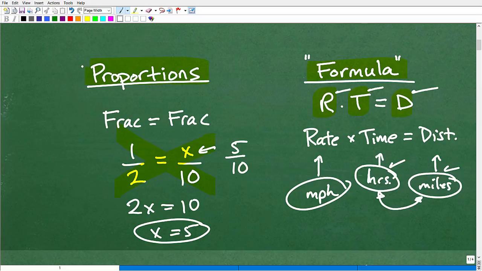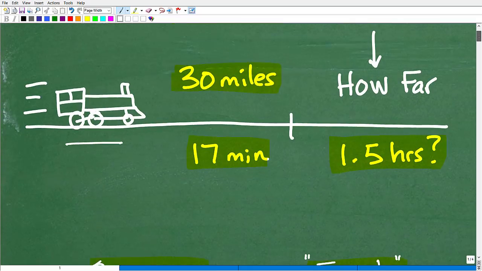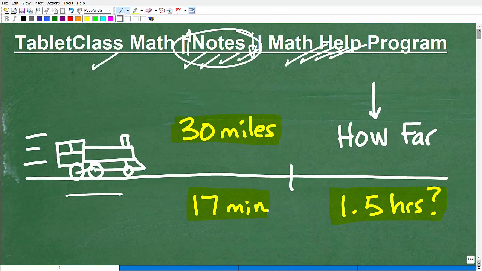So that's just a quick review on proportions, the rate times time equals distance formula, and the things that we need to consider. Now, if you feel like, okay, I kind of remember this stuff, I think I could do this problem now, go ahead and attempt this problem by using either proportions or the rate times time equals distance formula. You should always try to do problems on your own before you watch the solution.